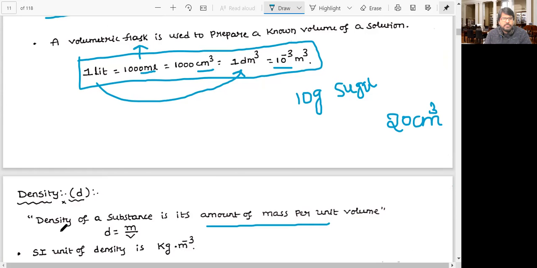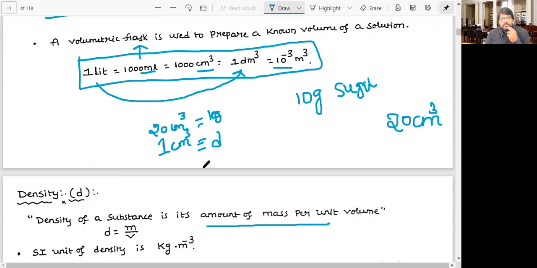What is the definition of density? Density of a substance is its amount of mass per unit volume. That means 20 centimeter cube volume is occupied by 10 grams. Then 1 centimeter cube volume is occupied by how many grams? If you calculate, that is called density.